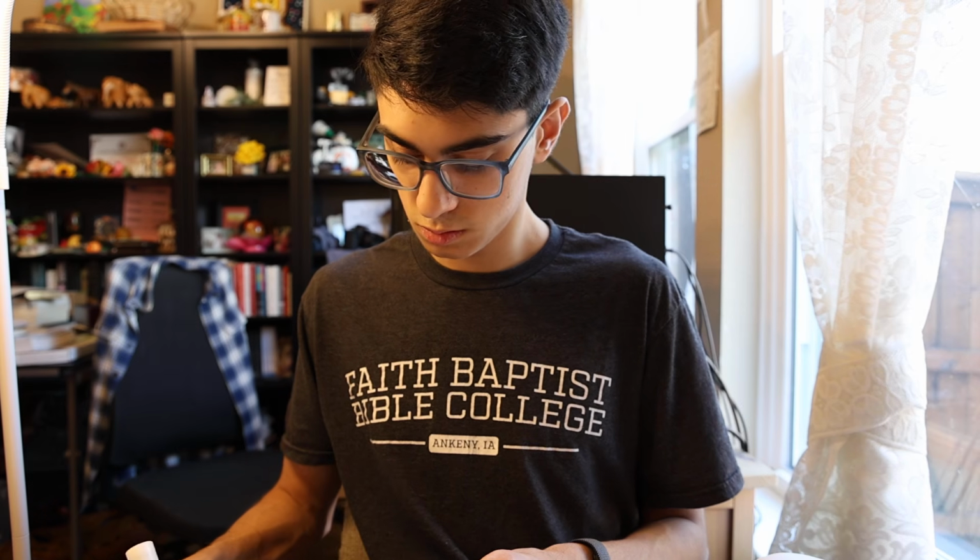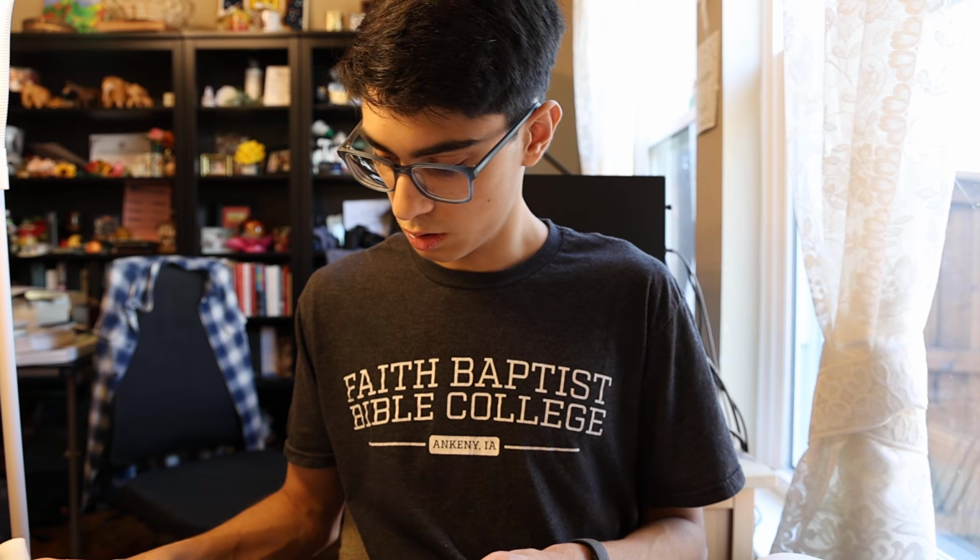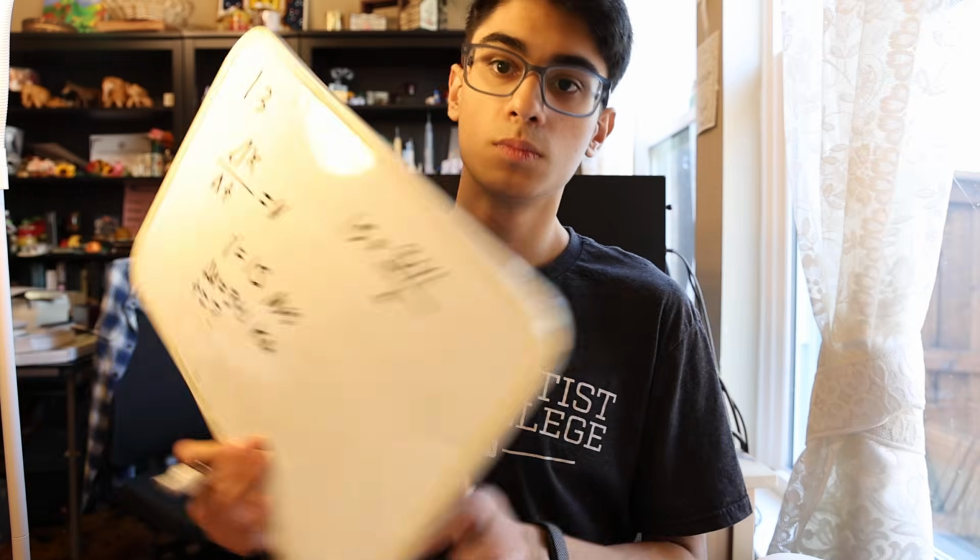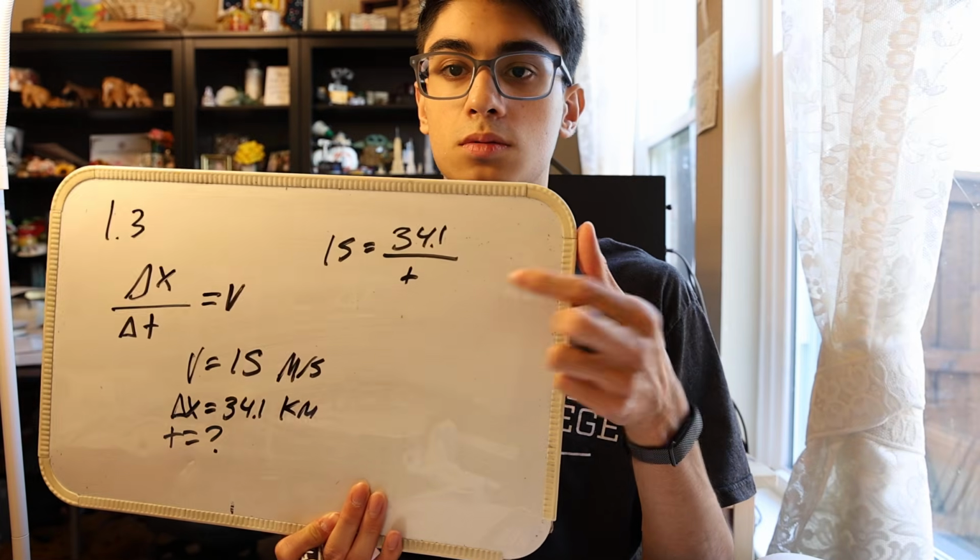Always write down your givens. That's the first thing I would always do. The displacement is 34.1 kilometers, and the time is your unknown. So we can do 15 equals 34.1 over t. Set it up like this. Okay.